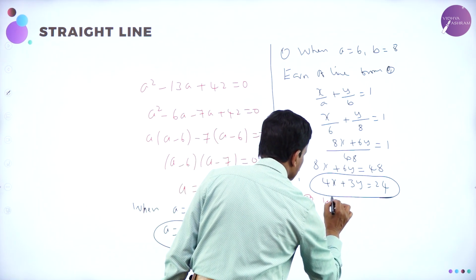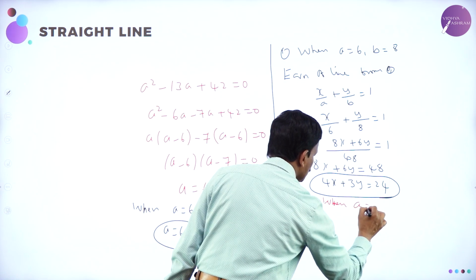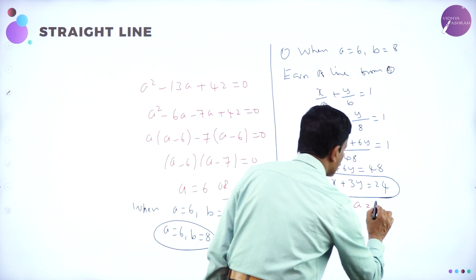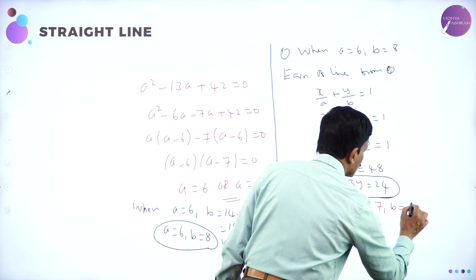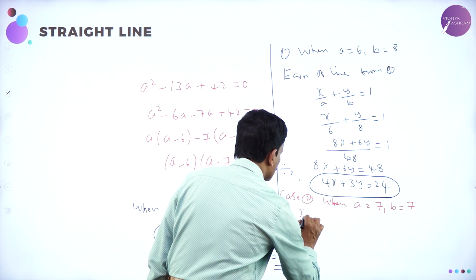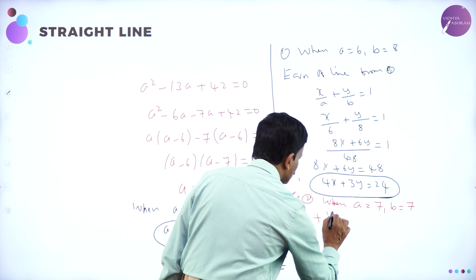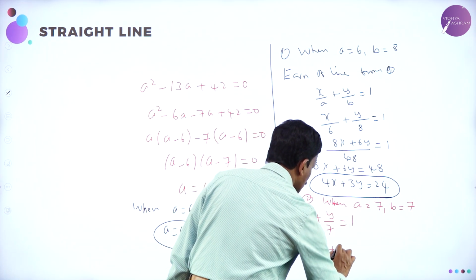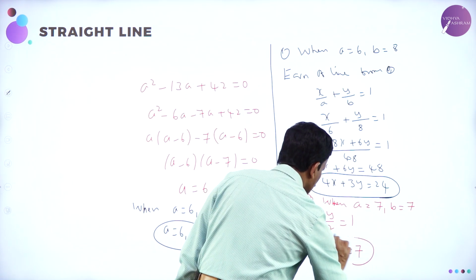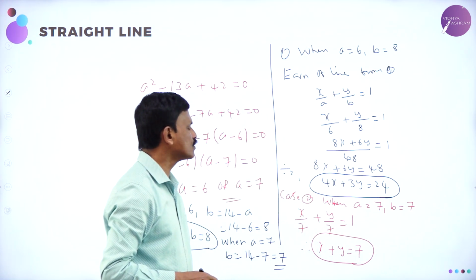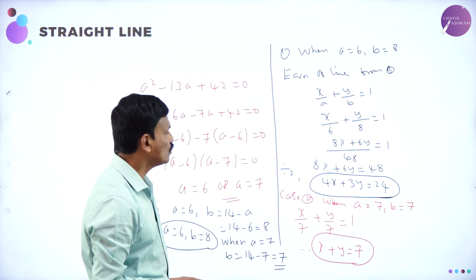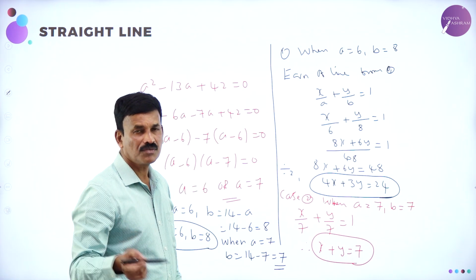Case 2, what is A? A is equal to 7, B is also equal to 7. Equation of the line is x by 7 plus y by 7 is equal to 1. If you cross multiply with LCM, you will get x plus y is equal to 7. That's it. So these are the two required equations. Hope you followed. Very important for 5 marks.